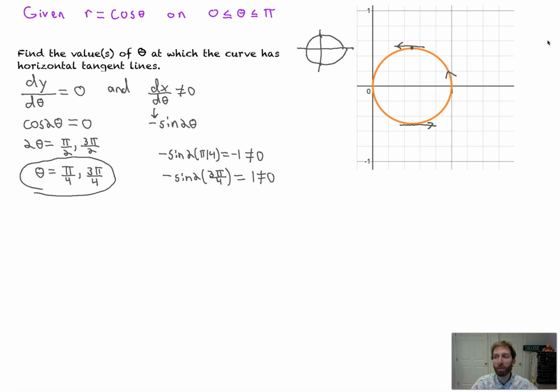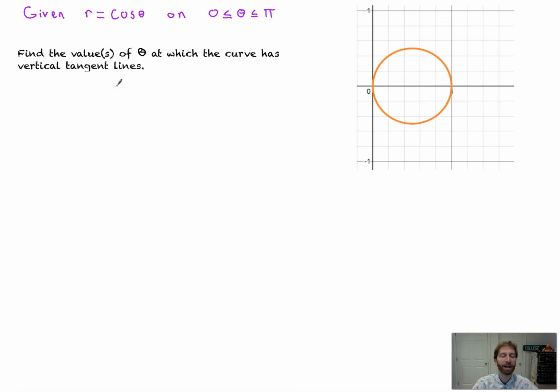All right, we've got one more problem, and that's going to be vertical tangent lines. And then that'll basically complete not just a crash course, but a really nice understanding of all of this motion on a polar curve. All right, so find the value or values of theta at which the curve has vertical tangent lines. So conceptually, to have a vertical tangent line, dx d theta should equal 0, but dy d theta should not equal 0, because we want to be able to move up and down, just not left and right. That's what a vertical line would look like.